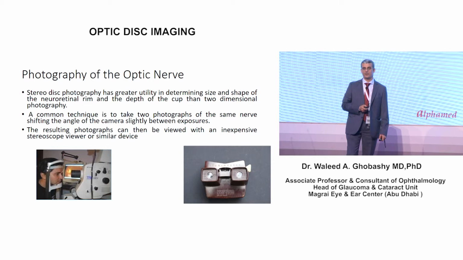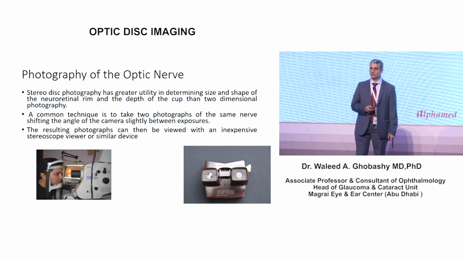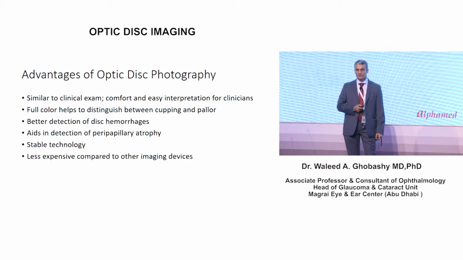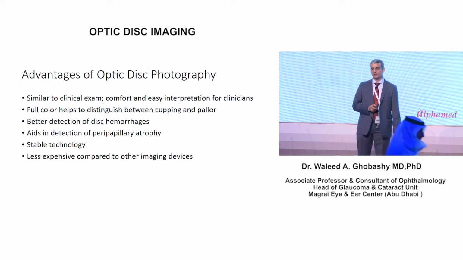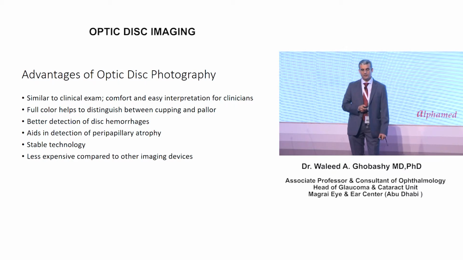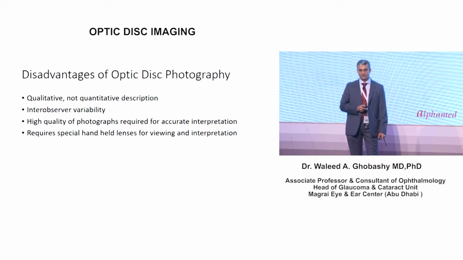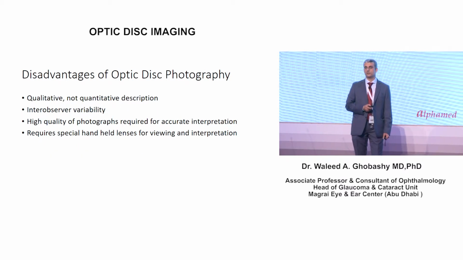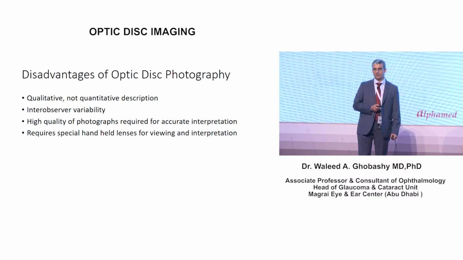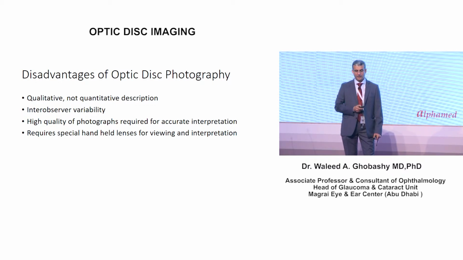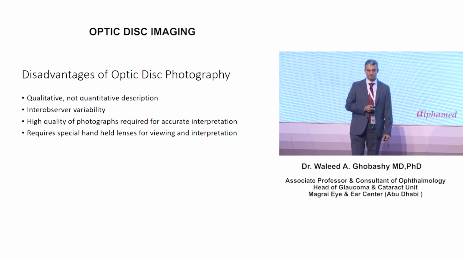It's not common nowadays because it's hard to find someone who produces this 35 millimeter film. The advantage of optic disc photography, as we know, is that it is similar to the clinical exam, with better detection of disc hemorrhages, stable technology, and lower expense. However, there are still disadvantages. It's mainly qualitative, depending on the experience of the ophthalmologist, not quantitative. There is definitely inter-observer bias, and we still need high quality photographs.